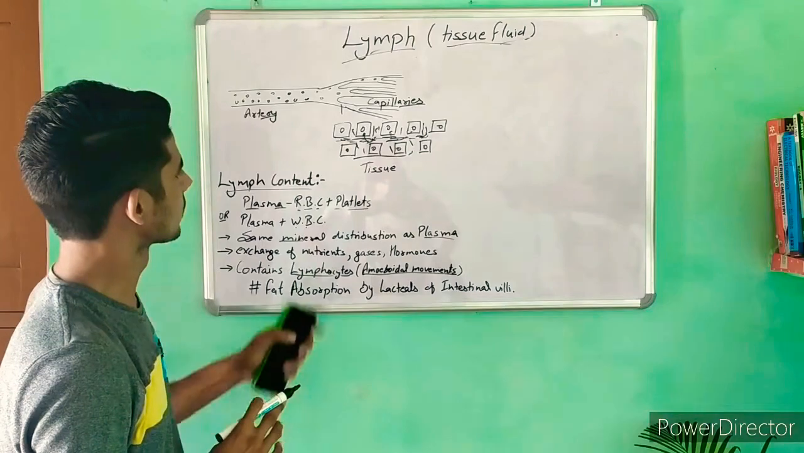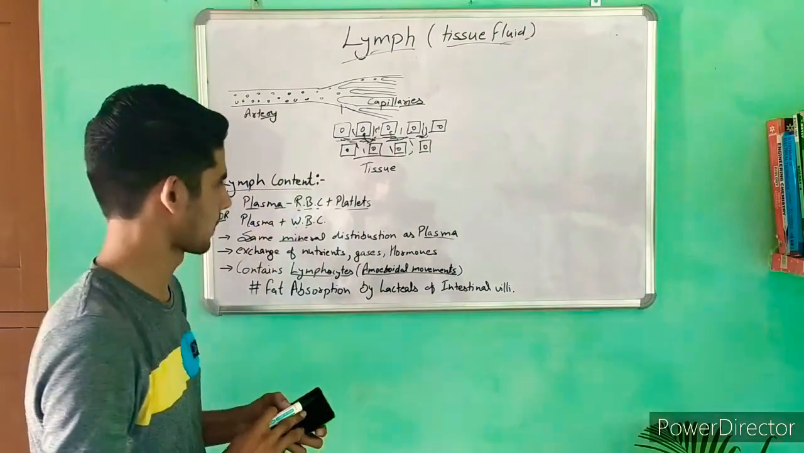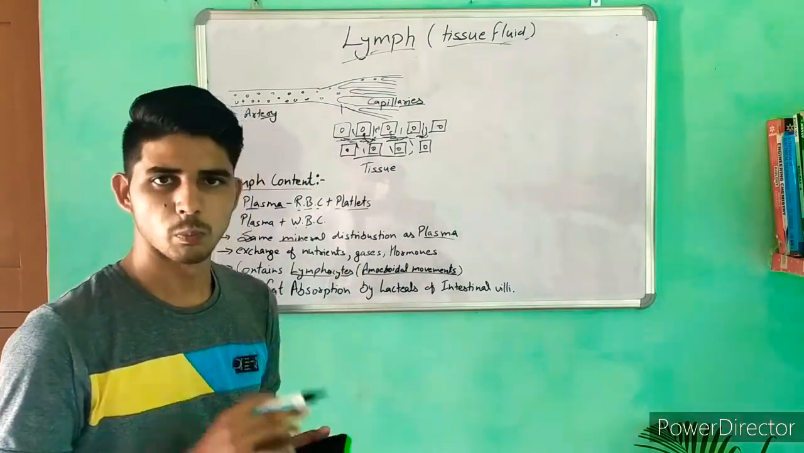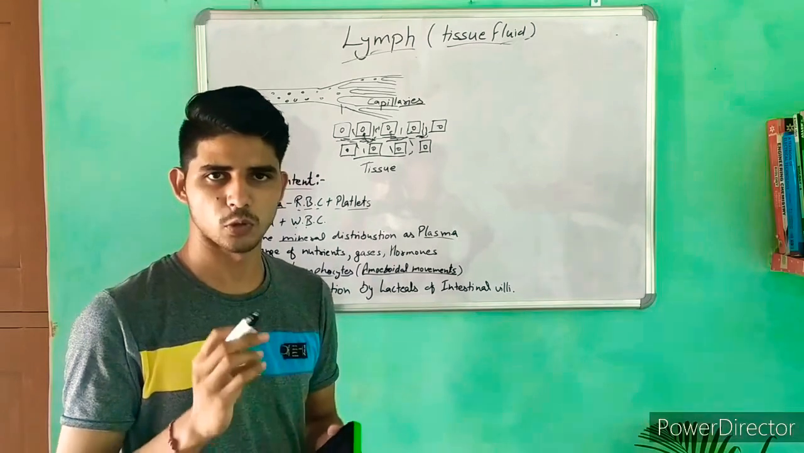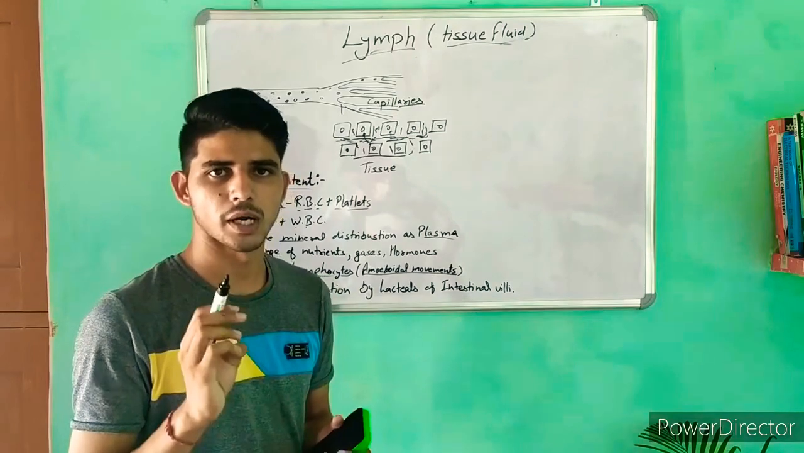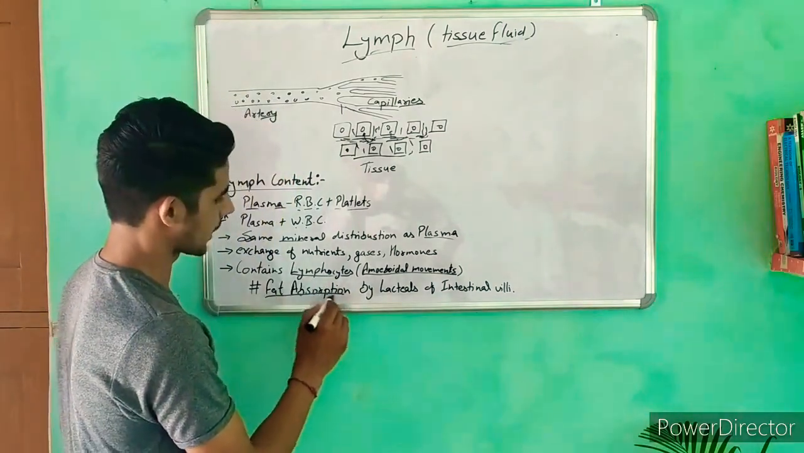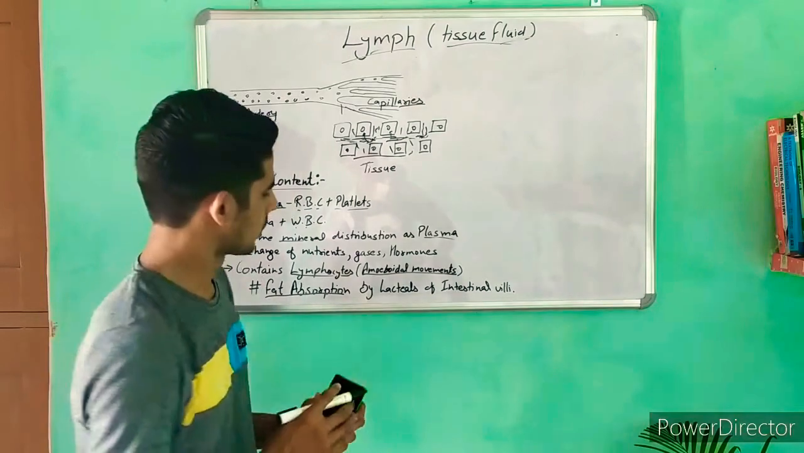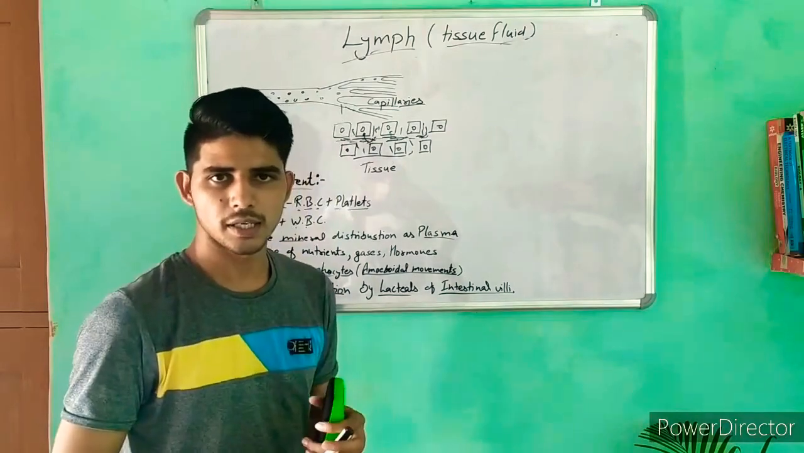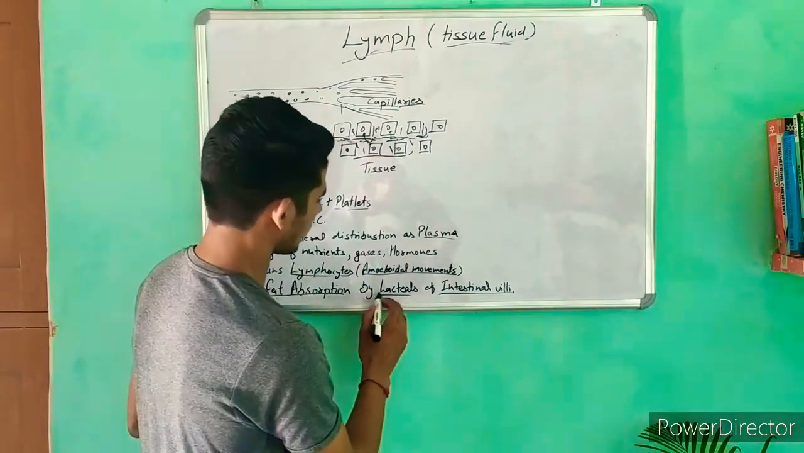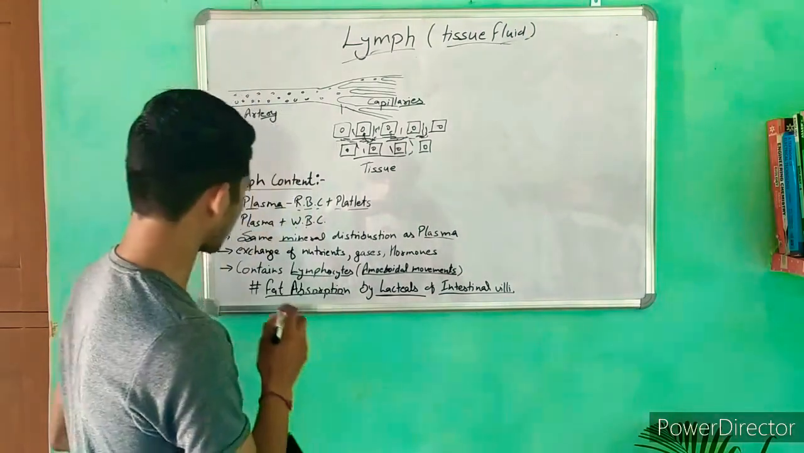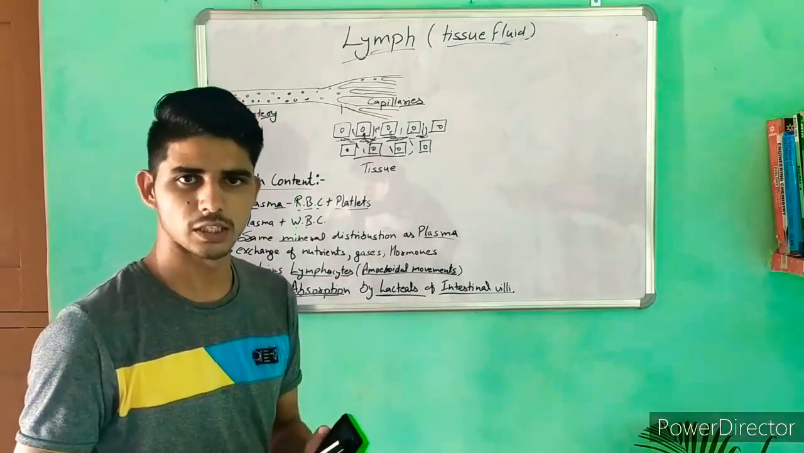And there is another function of lymph. As we discussed in the last video, blood transports carbohydrates, proteins and vitamins, but the fat is transported by lymph. Fat absorption is by the lacteals of the intestinal villi. Intestinal villi की lacteals फैट ऑब्जॉर्प्शन करती हैं और इसको आगे पहुंचाती हैं लीवर के पास. फैट डाइजेशन होता है लीवर में.